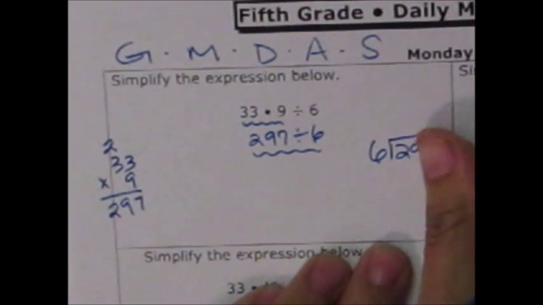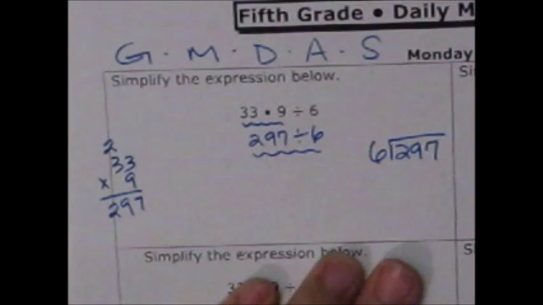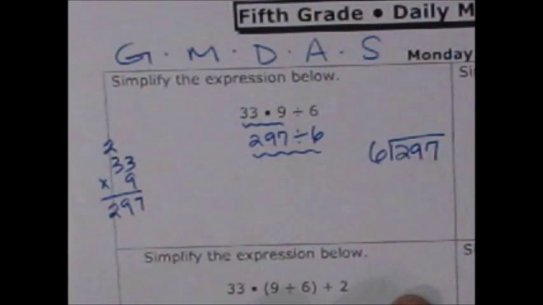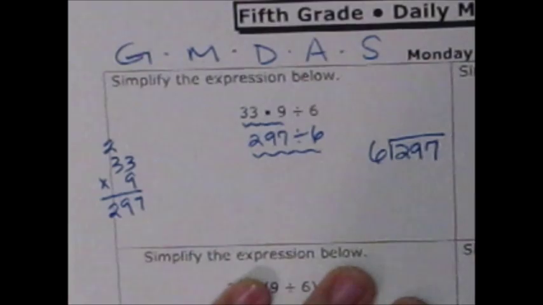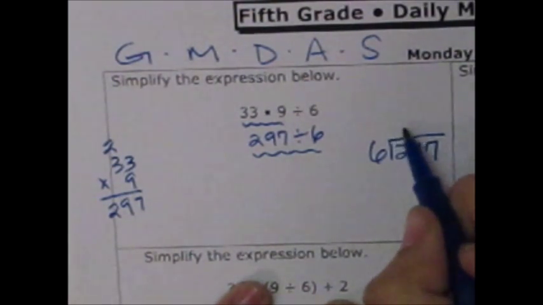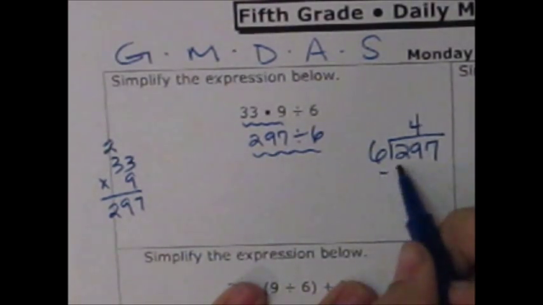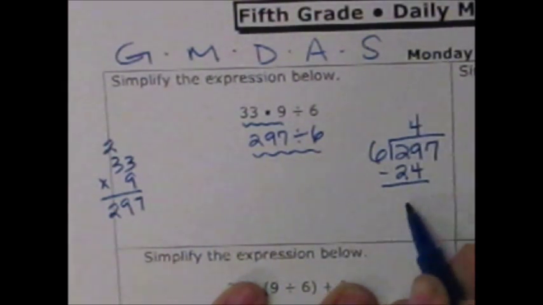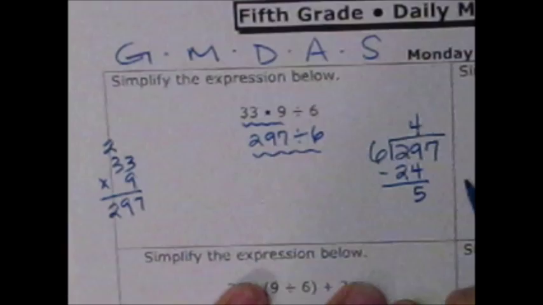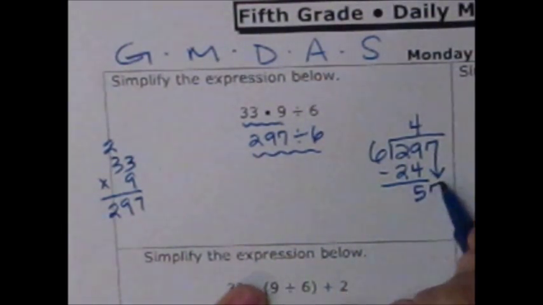Well, the first thing, obviously, 6 can't go into 2. Can it go into 29? Now, I know that it could go to 30. 6 times 5 is 30. But that would be too much. So what would 6 times 4 be? It would be 24. Remember, don't put the 4 over the 2. Put the 4 over the 9. 29 minus 24 gives me 5. Okay, I drop down the 7.